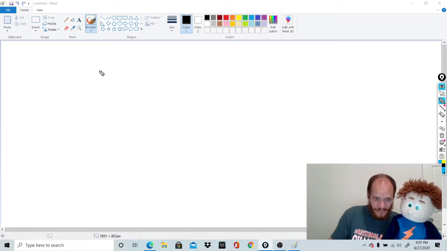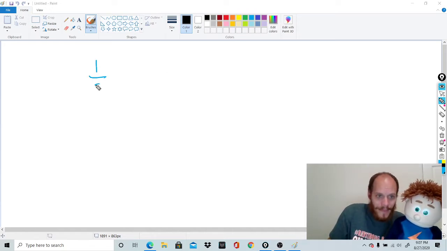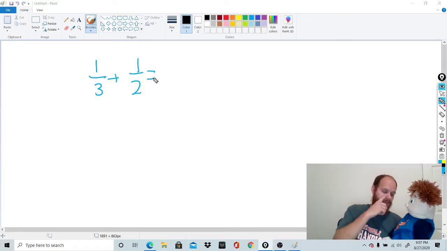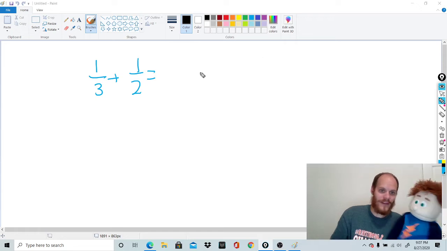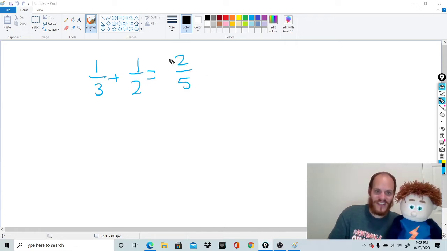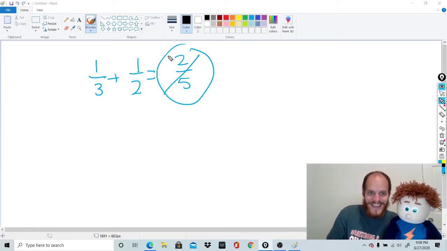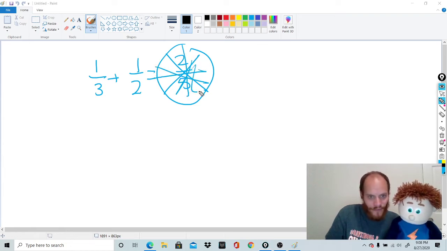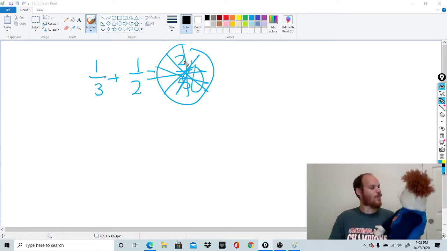Bear with me. So now, what happens when the denominators are different? Okay? Because I have kids all the time that are going to give me this right here is 2/5. This right here, guys, is not correct. Don't ever do that.